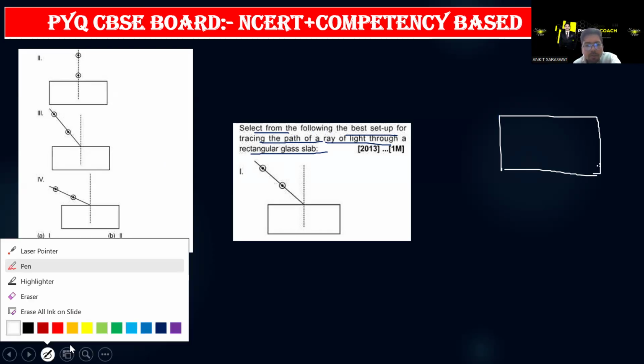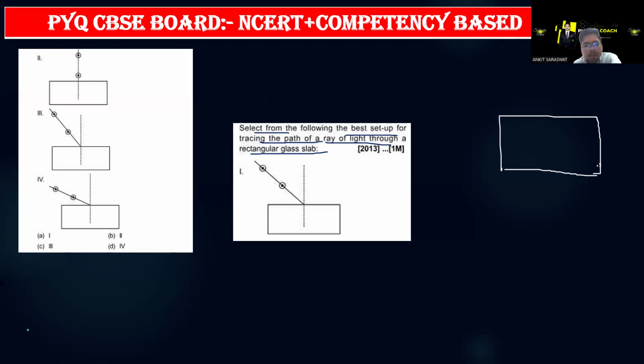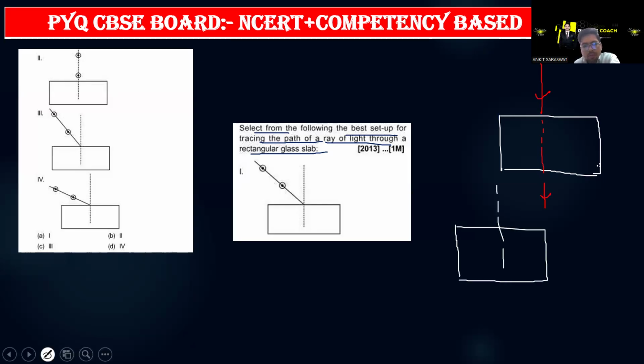In the rectangular slab, if a light ray is coming normally, for example like this, then it goes straight. There is no refraction phenomenon you will see. If a light ray is incident on a glass slab at a very, very large angle, then what is going to happen? This is the normal. Just look at this.